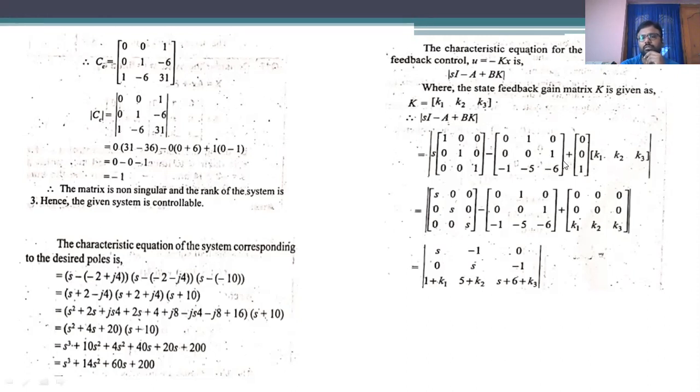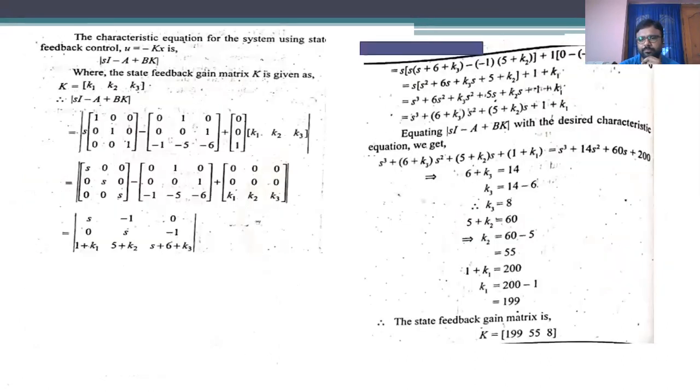Okay. So, after calculation of these two matrices, S times the identity matrix, we are going to get S 0 0, 0 S 0, 0 0 S, minus the matrix A, plus the calculation of the column matrix with the row matrix, we are going to get 0 0 0, 0 0 0, K1 K2 and K3. And after calculation, we have to determine the determinant of this matrix, that is SI minus A plus B into K.